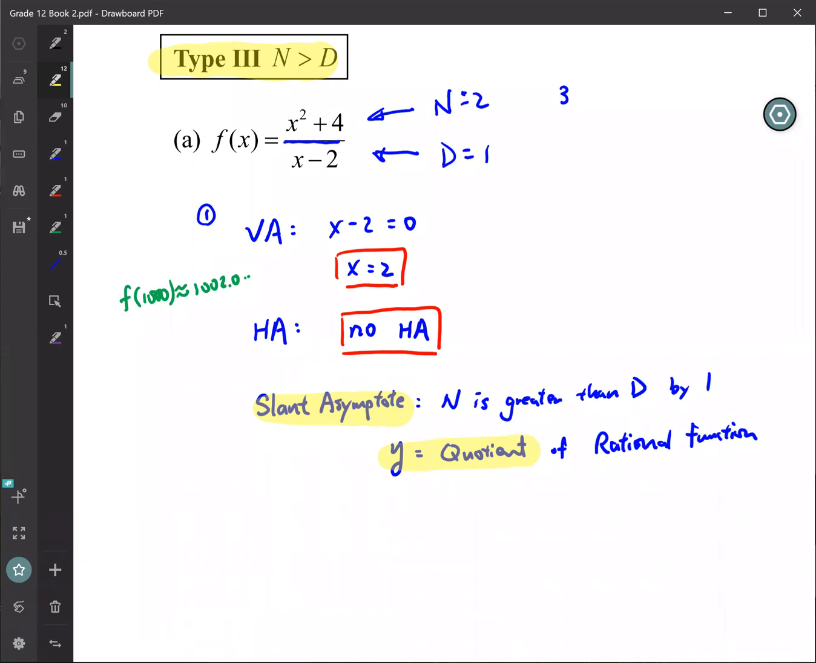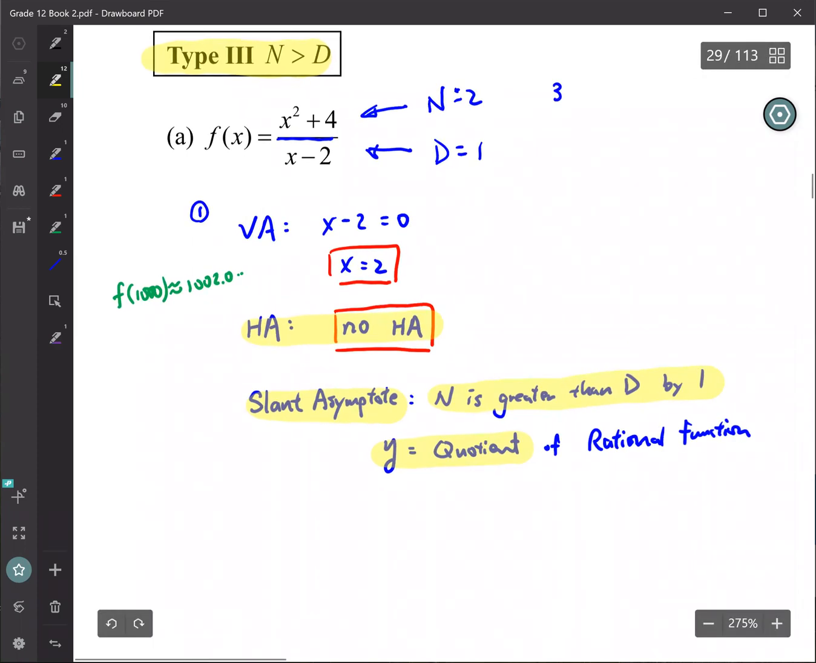And the horizontal asymptote is always none whenever it's type 3. But the slant asymptote exists when n is greater than d by 1. So sometimes you get a slant, sometimes you don't, so you have to check the rule. But in grade 12, if you don't have the horizontal asymptote, I would say 90% of the time, you will get a slant asymptote.